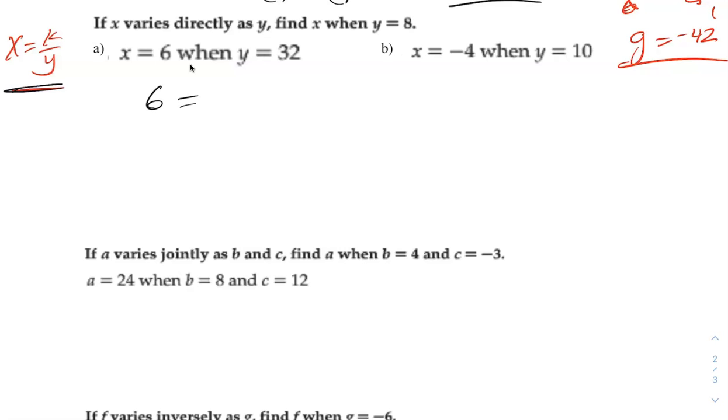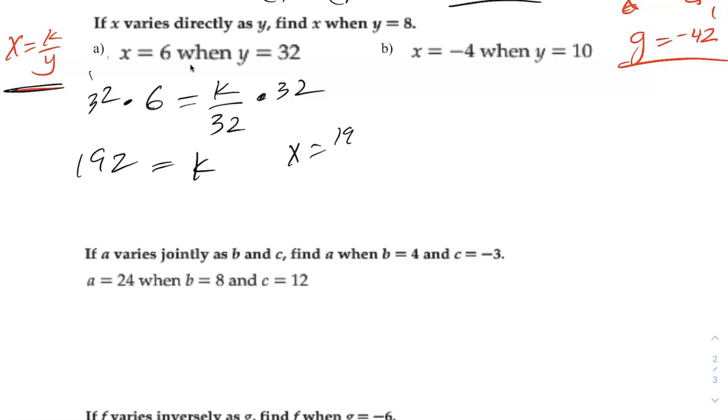So 6 equals k over 32. So multiply by 32. So k equals 192. So there's my equation. X equals 192 over y. But they want me to figure out what x is when y is 8. So plug in 8. 192 over 8 is, what's that, 24. That's our answer.